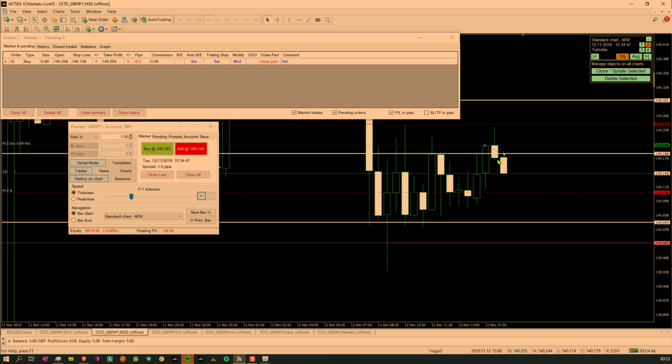M30 closed bearish. And we breached the M30. So this was a false break. This was a false break. And yeah, I don't need to see more. I'm closing everything.